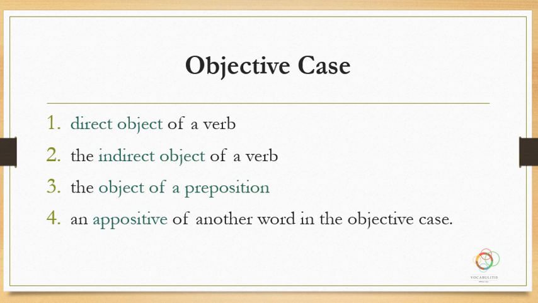Objective case is used when you have a direct object of a verb, and that's the word that is receiving the action of the sentence. The indirect object of a verb is the person who also receives it but indirectly. We'll look at that. When it's the object of a preposition, that is within prepositional phrases, that's in the objective case. And if it's an appositive to a word in the objective case, then this appositive is also in the objective case.